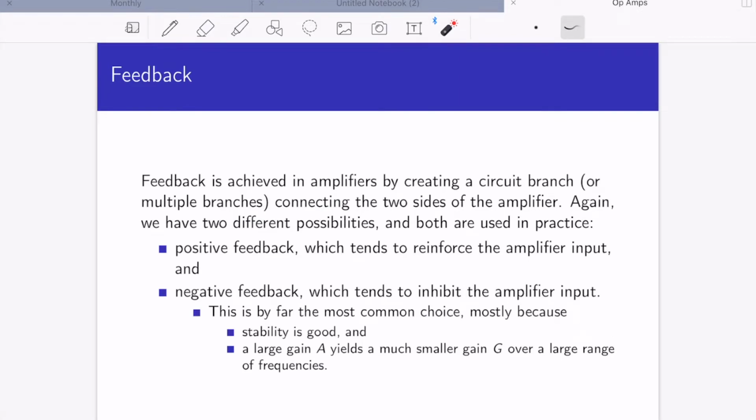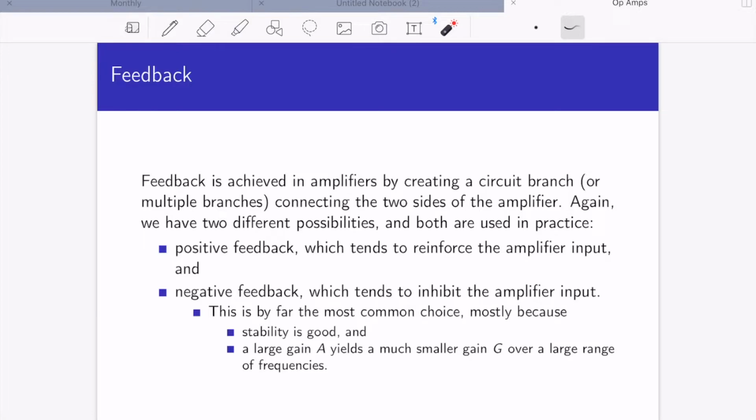So to achieve feedback in an amplifier, what we want to do is create a circuit branch or more than one branch that connects both sides of the amplifier. There are two different possibilities here, and both can be used in practice. Positive feedback will tend to reinforce the amplifier input, and negative feedback, which tends to inhibit the amplifier input.